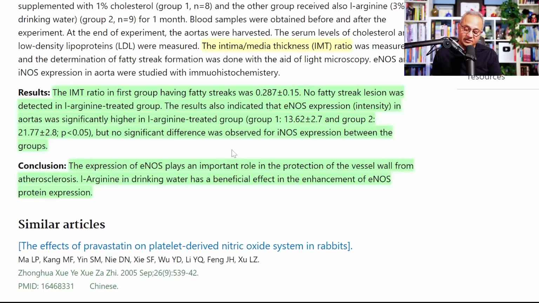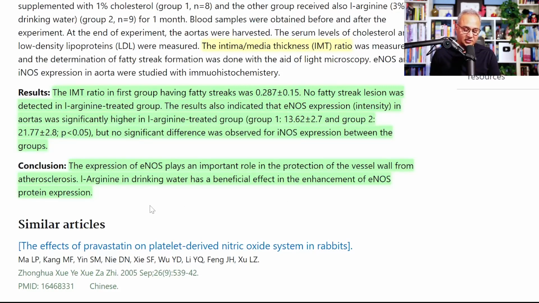The results also indicated that eNOS expression intensity in aorta was significantly higher in the levoarginine treated group, but no significant difference was observed for iNOS expression between the groups. That is very important. So one group was given levoarginine, the other was not. Their iNOS levels were the same, so iNOS did not increase, which is a good thing, but their eNOS was increased. So that means where we wanted the nitric oxide to be produced was helping, that was happening. And where we did not want the nitric oxide to be produced, for example in the inflammatory cells, that was not happening.